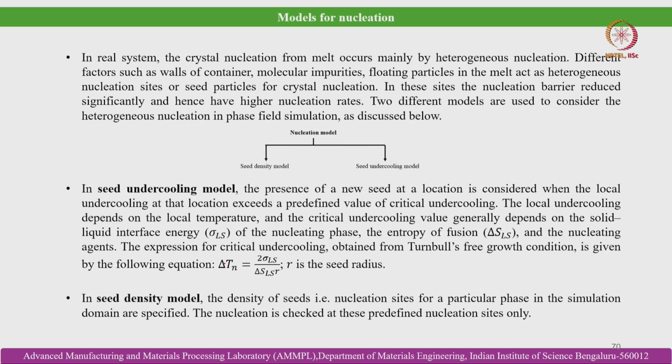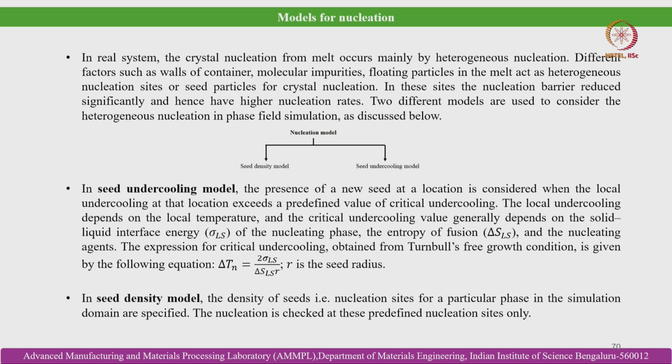So, in real systems, crystal nucleation from melt occurs mainly by heterogeneous nucleation, because, as we have discussed in detail in the casting solidification module of the course, we deliberately promote heterogeneous nucleation so that we can get a fine grained morphology in the solidified structure. The different factors such as walls of the container, molecular impurities, floating particles, and dirt in the melt act as heterogeneous nucleation sites, or seed particles, for crystal nucleation. In these sites the nucleation barrier gets reduced significantly and hence they have higher nucleation rates.